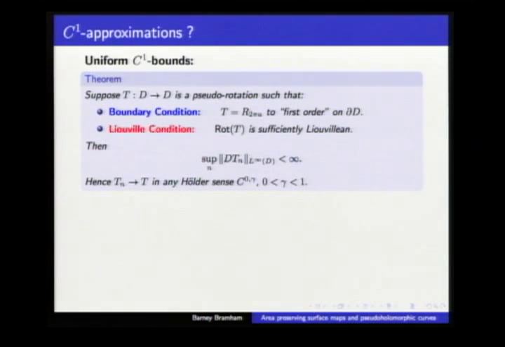So two things one would like to do here. One is get rid of the Liouville condition, or at least push it into the Diophantine case to some extent. And secondly, what about the higher derivatives and so on? So this is all work in progress, so I have no idea.